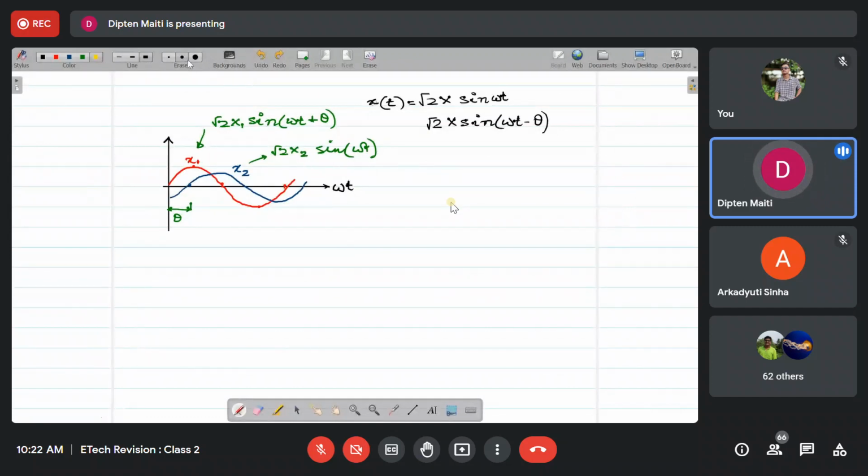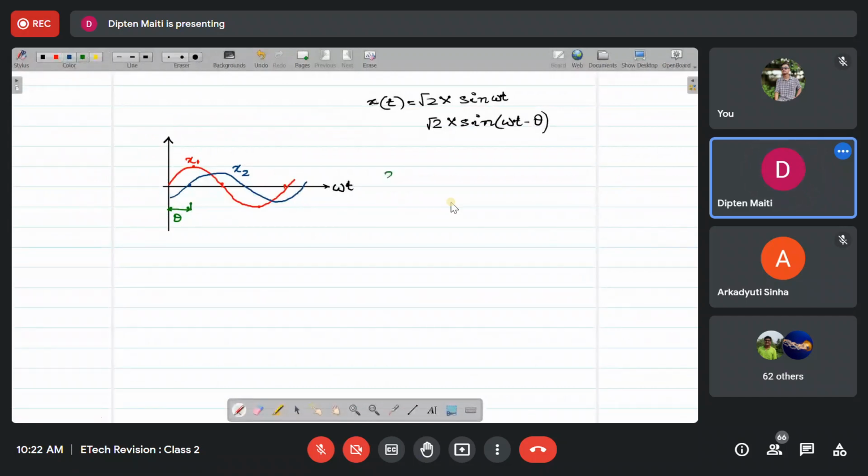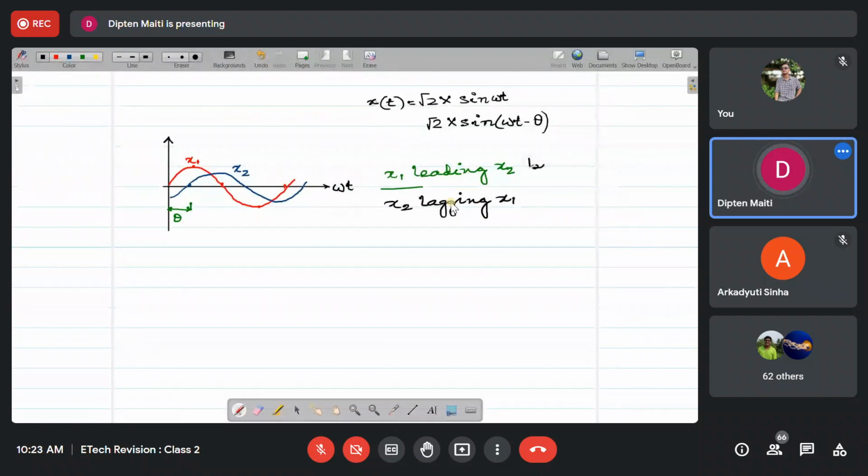Now, as X1 achieves the same phase at an earlier instant of time, we would call X1 is leading X2. Or we can say the same thing in a different way: X2 is lagging X1. So this is the way to tell, and by what angle? By theta, and here also by theta.